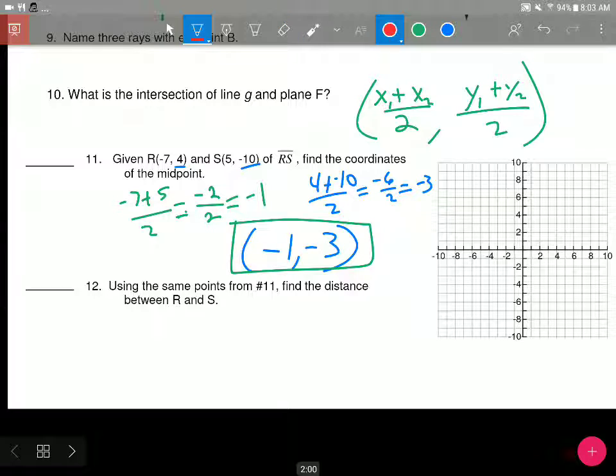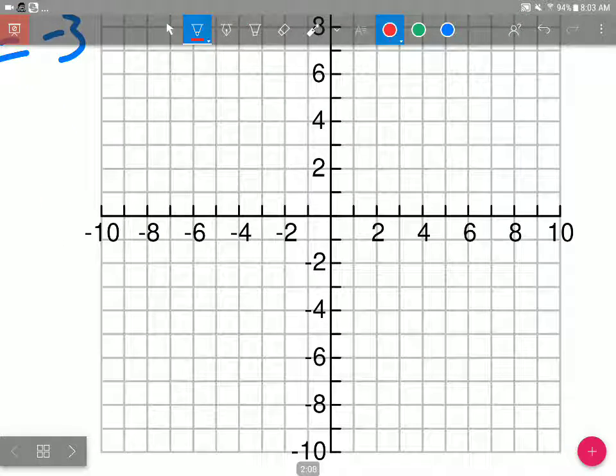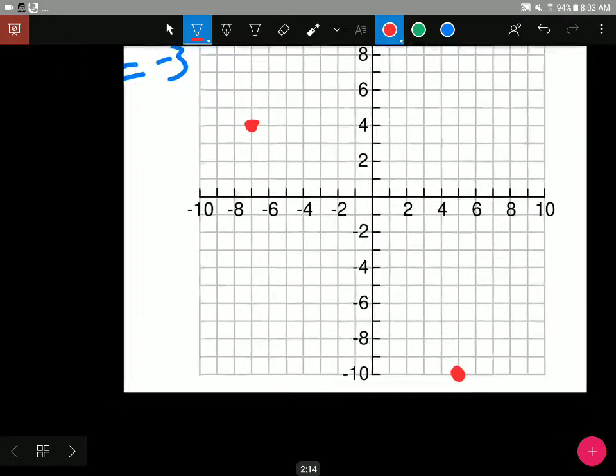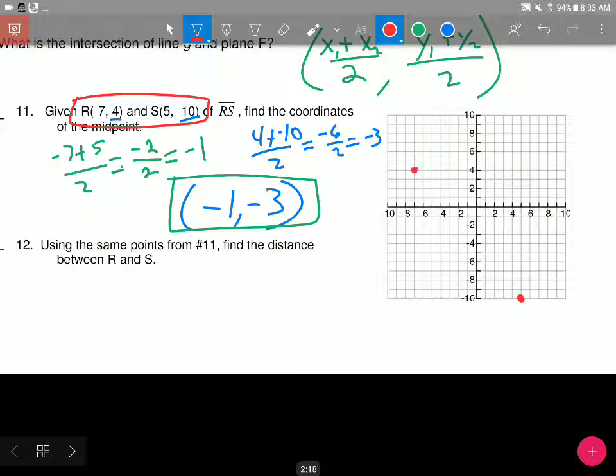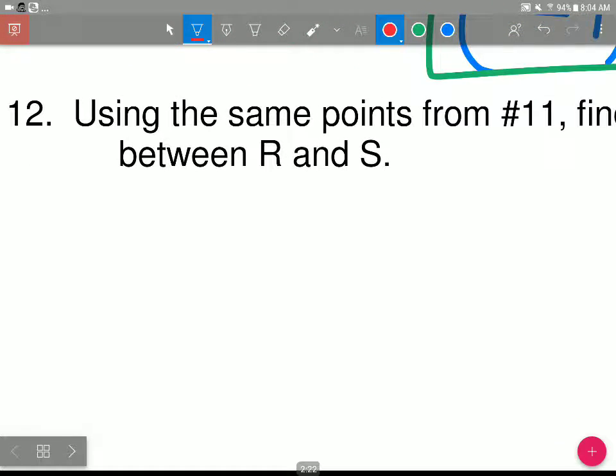Okay, so R and S are these points. There are two ways of doing that, and I'll do them both real quick. R is at -7, 4, and S is at 5, -10. We can either, A, use the distance formula, which I'll just do right here real quick.